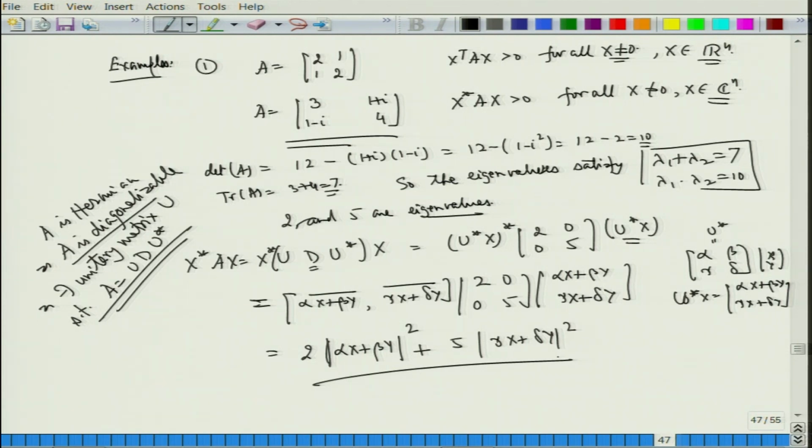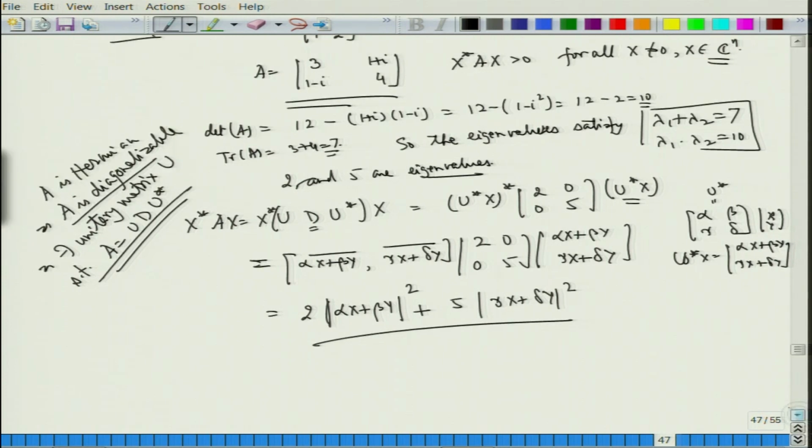Is that okay? I would like you to try that out yourself for the first example also, but the idea is that they come from eigenvalues. This is more important for me, that if you look at the calculation here, finally these eigenvalues are coming into play.